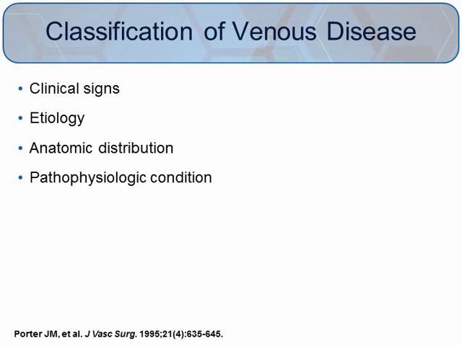The A stands for anatomic distribution, which just means that we're looking at whether or not the venous disease involves the superficial veins and or the perforating veins and or the deep veins, and this is based on ultrasound assessment. And then lastly, the P is for pathophysiologic condition, and this stands for whether or not the patient has, or the veins have, obstruction and or reflux, and again, this is determined through ultrasound. So let's go through clinical signs of venous disease.